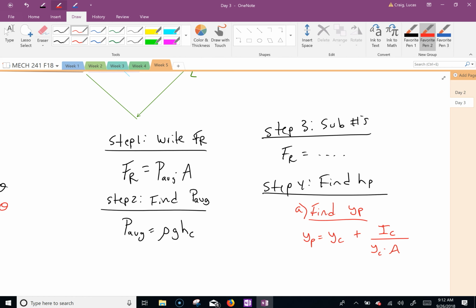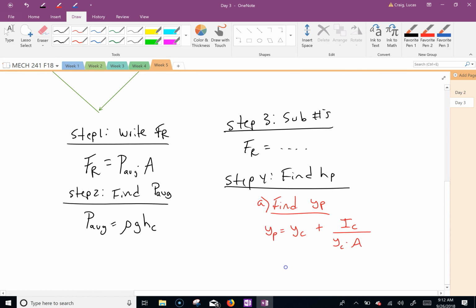Yep, I'll tell you in a second. That's the area moment of inertia. So this is an actual equation that's derived. It's in your book. They show you how to derive it. Don't worry about that. Just know, in order to find the location of YP, you have to know YC, which is the centroid, the area, and this IC, which is your area moment of inertia.